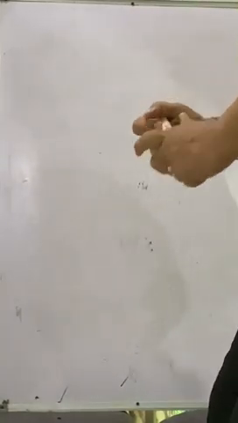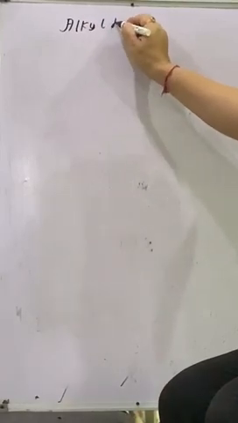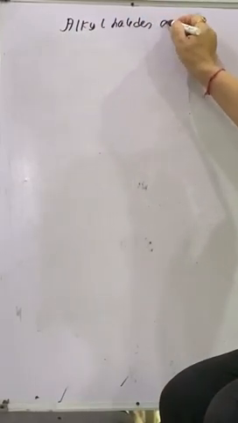Today we are starting with alkyl halides and aryl halides. Organic chemistry, we are starting with a new chapter. We have finished with coordination chemistry and today we are starting with alkyl and aryl halides. So this is the first video for alkyl halides and aryl halides.